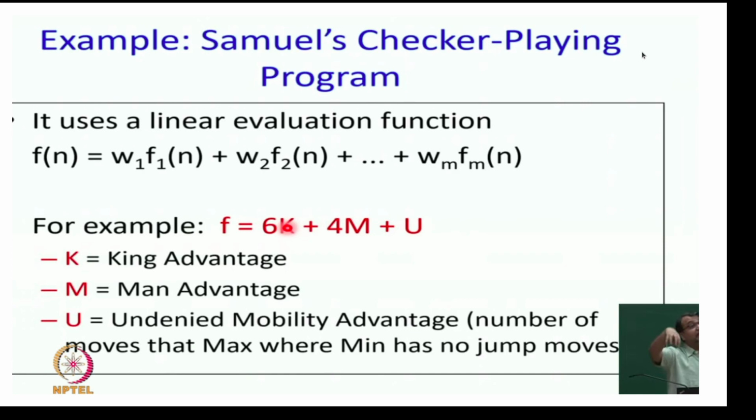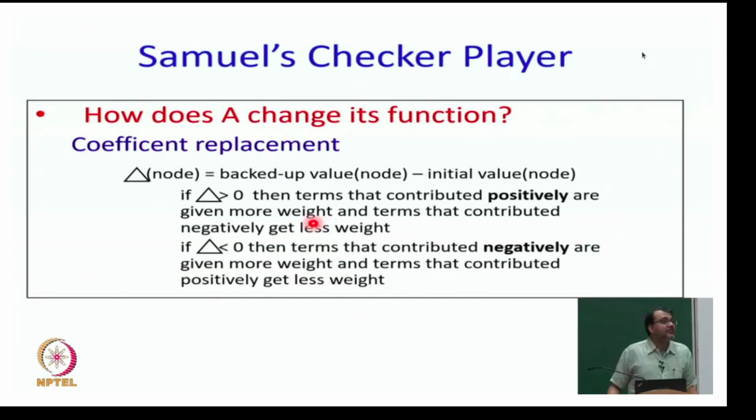So for example, this is one utility function that is given: 6K plus 4M plus U. How much king advantage you have, K; how many man advantage you have, M; and U means undenied mobility advantage, the number of moves that Max has where Min has no jump. So these are the different features of a chessboard which define the dominance of a player. So this is how it has been formulated.